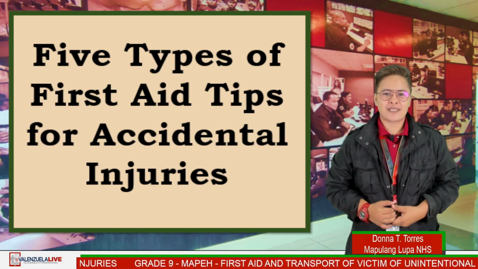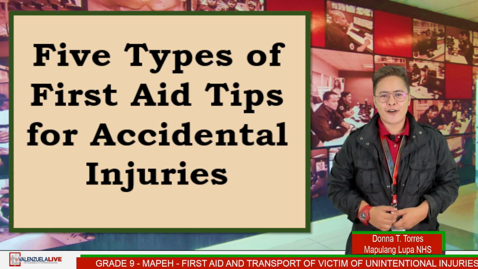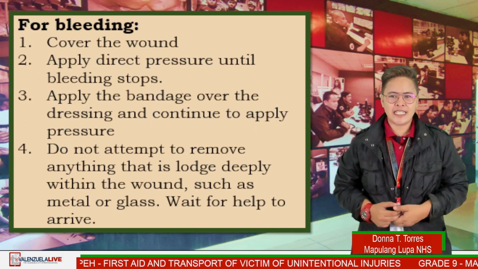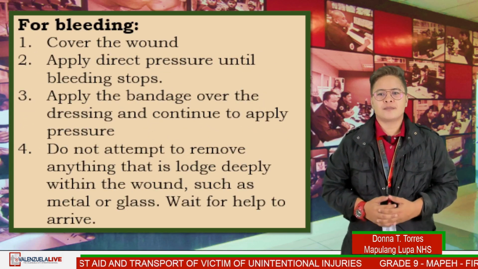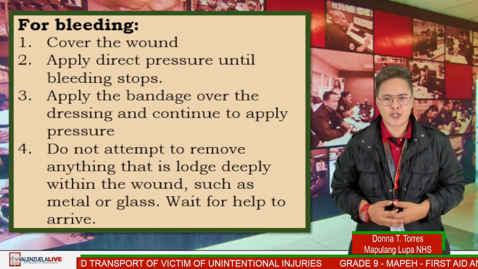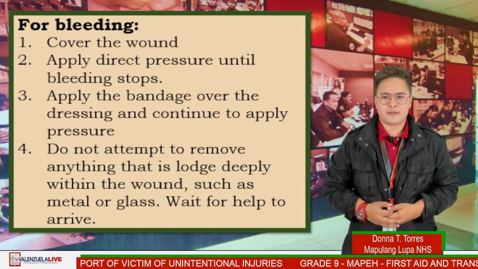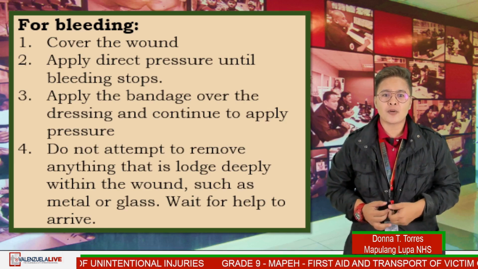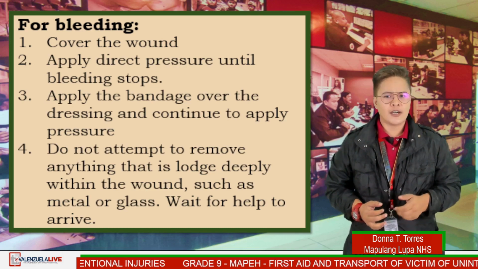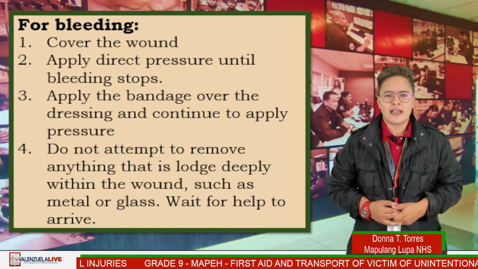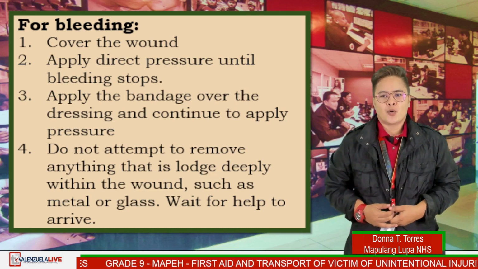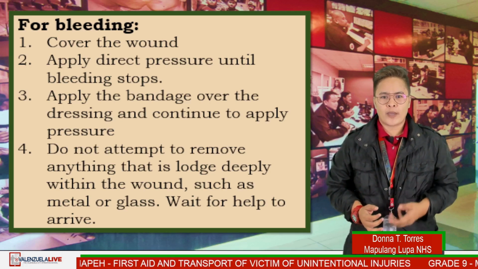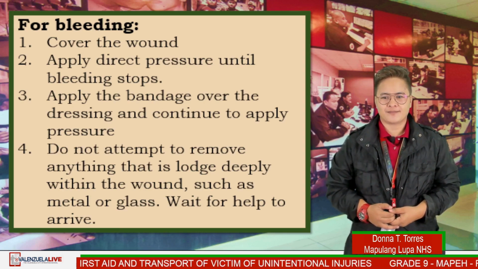And here are the 5 types of first aid tips for accidental injuries. For bleeding, cover the wound. Apply direct pressure until the bleeding stops. Apply a bandage over the dressing and continue to apply pressure. Do not attempt to remove anything that is lodged deeply within the wound, such as metal or glass. Wait for help to arrive.